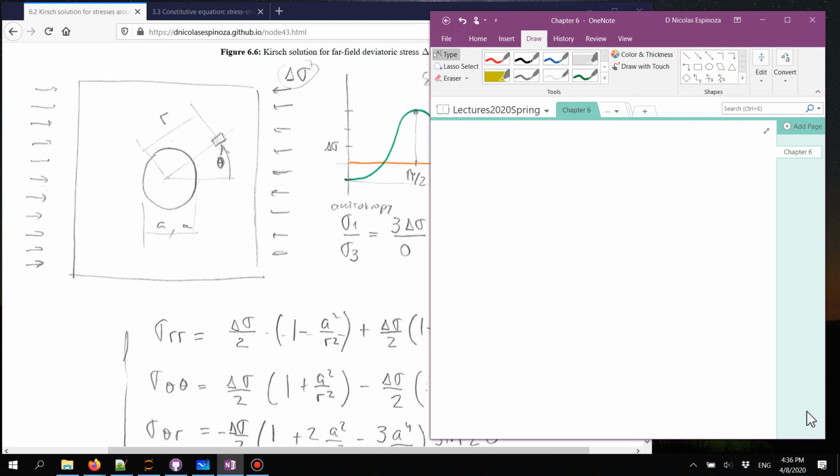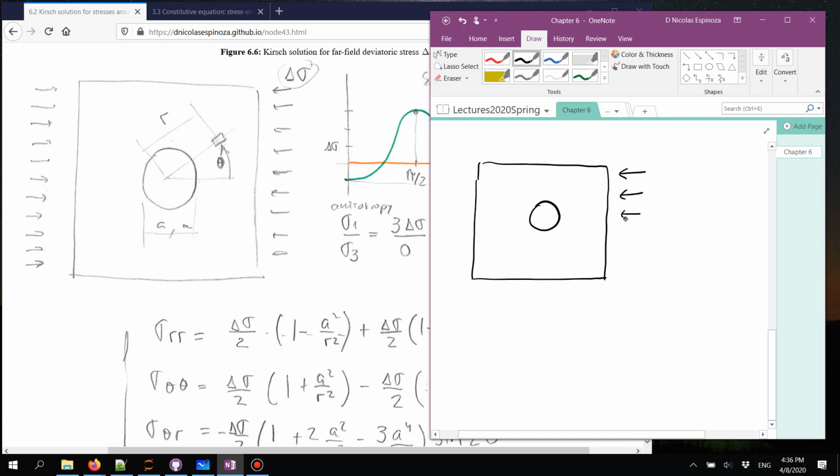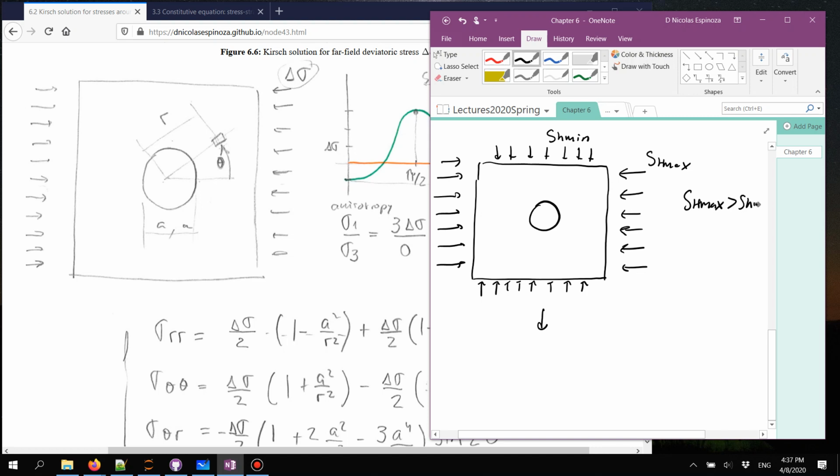So for this particular case, what I'm assuming is that, similar to what you see on the left, we have a cavity, and in this cavity I have sigma H max in this direction, and sigma H min in this other direction. So what I'm doing is I'm just dividing the problem in two. One component is the isotropic component that we already solved, and the other component is going to be the additional stress I have because SH max is larger than SH min.